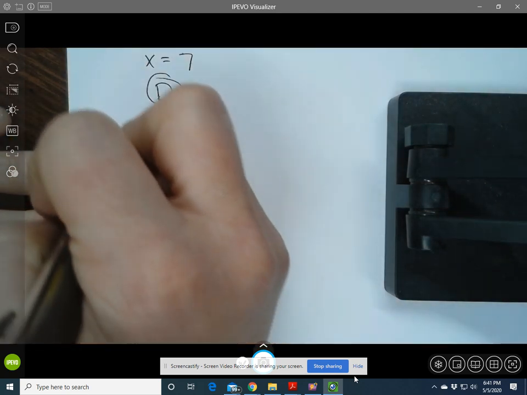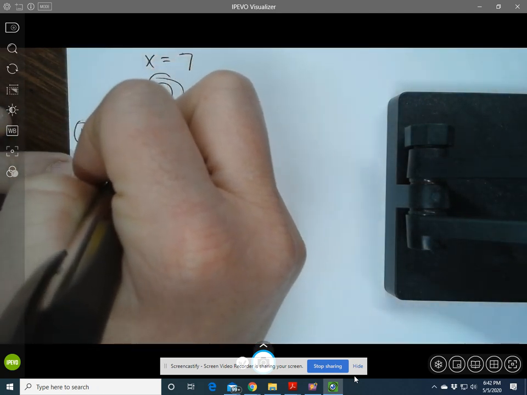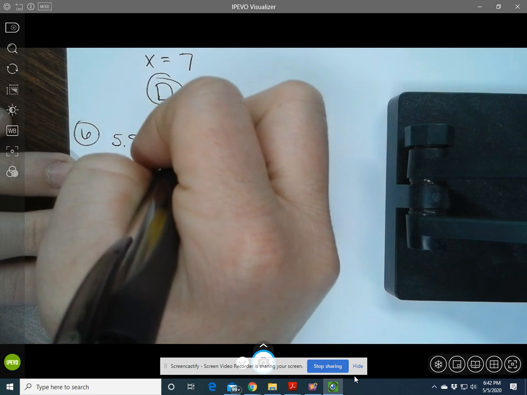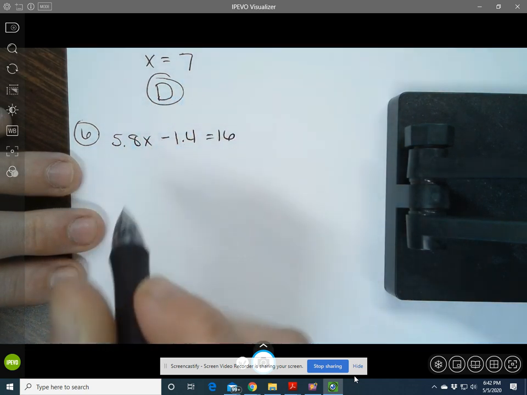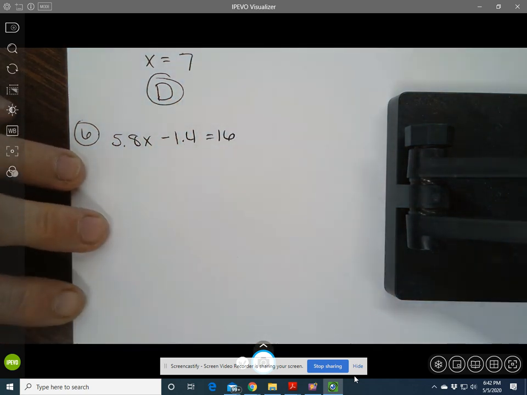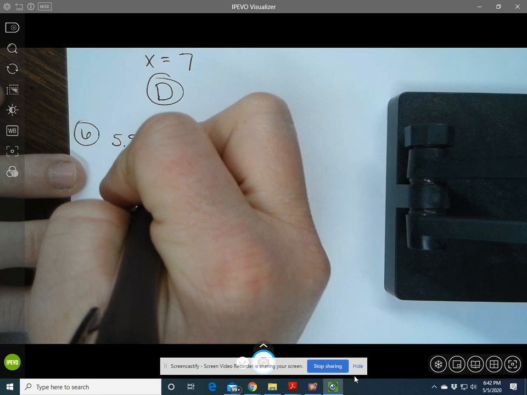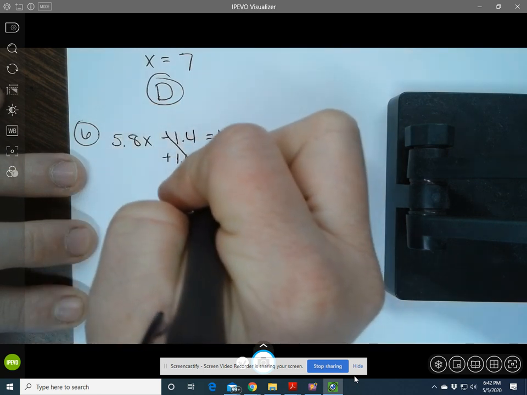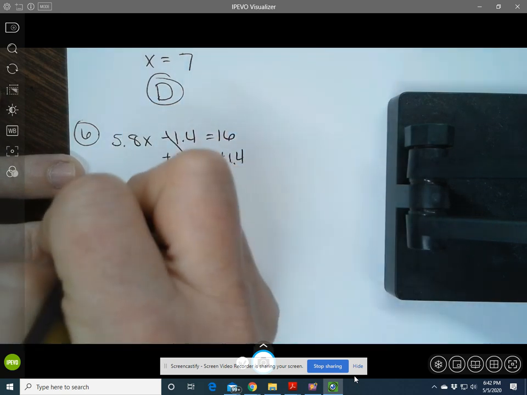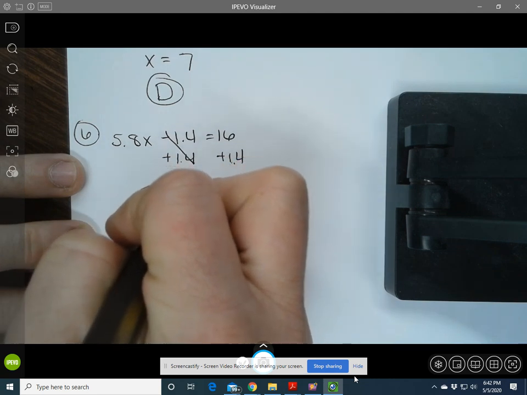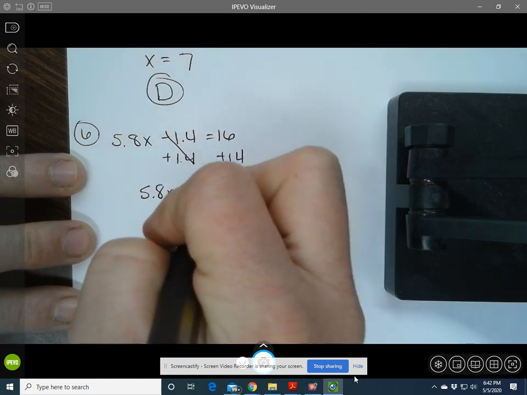Okay. On number 6, same thing. You have 5.8x minus 1.4 equals 16. And if you notice, I did several, or at least 2 of the same kind of problem. That way you guys could get more practice. So I'm sorry the review was kind of long, but that was just to help you out. So add 1.4, so plus 1.4. That means you have 5.8x equals 17.4.